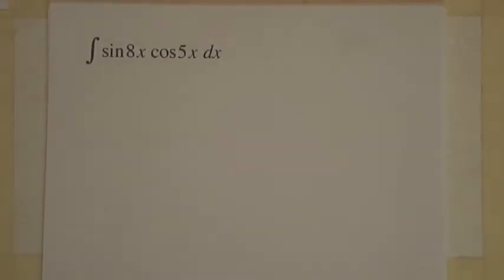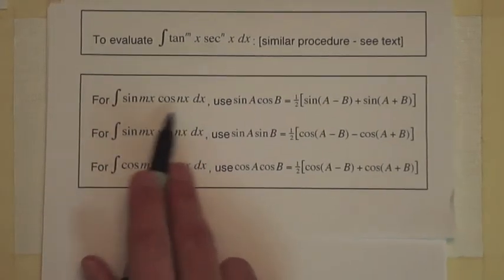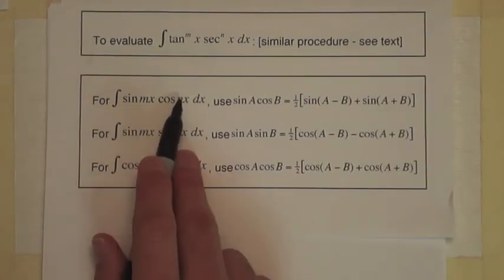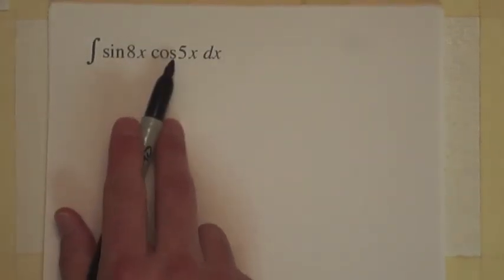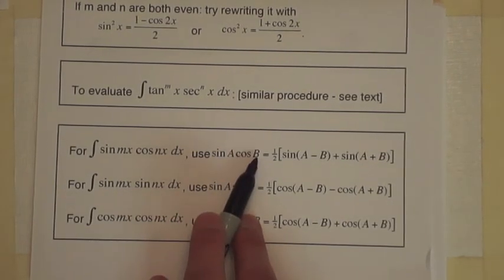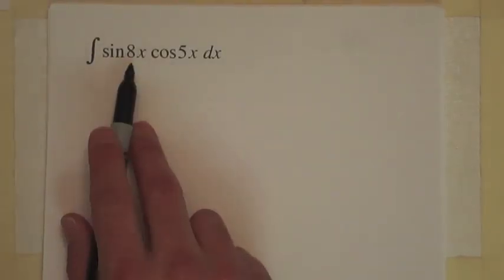Let's do another example of a trig integral. Let's do this one. Sine of 8x times cosine of 5x dx. Notice these are multiples of x, not powers of sine and cosine. So we're following this box on the previous page of notes, and we're in this case, sine mx cosine nx. Here the m is 8 and the n is 5. So we're going to use this. Sine a cosine b equals this whole mess. So in this case our a is 8x and our b is 5x.